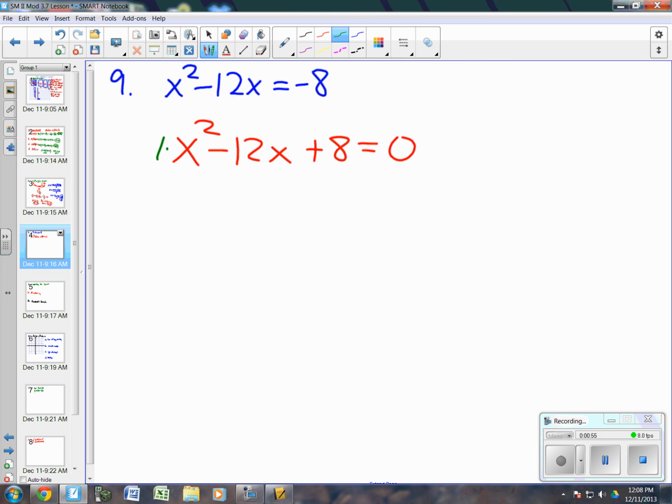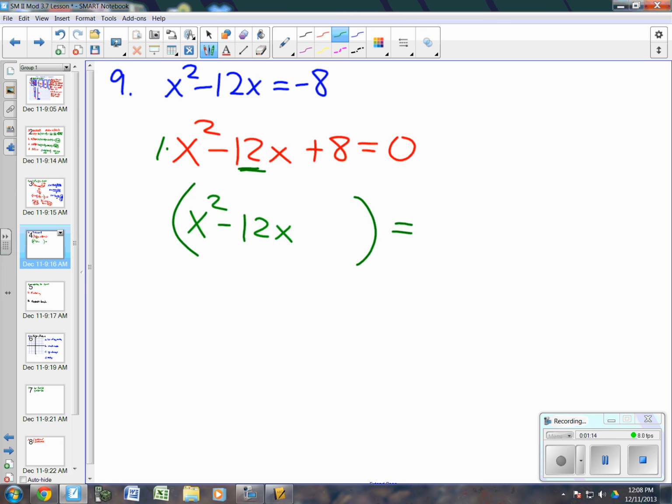So I'm going to use either, and I'll tell you what, when the coefficient's 1 and this is an even number, completing the square is a really easy method. Okay, so I'm going to show you by completing the square. Did anybody do it by completing the square? Okay, good, Roger.